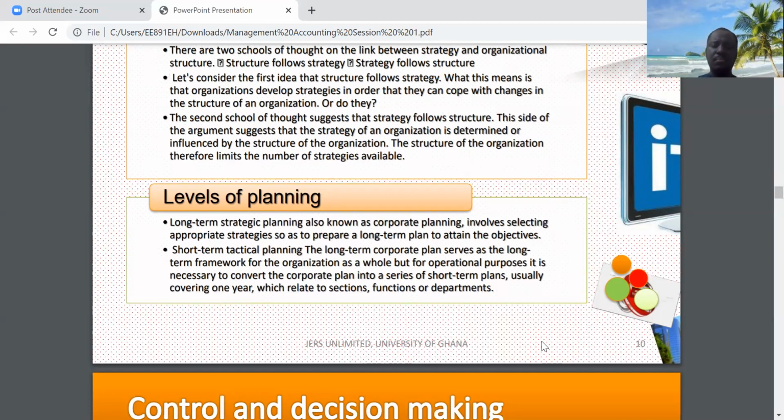Then you also have short-term tactical planning, right? You have the short-term and tactical plan, which is basically breaking down the long-term plan into a series of plans that make it achievable in the medium term. Very, very key. So the long-term corporate plan serves as a long-term framework for the organization as a whole. But for operational purposes, to convert the corporate plan into a series of medium-term plans, we need to develop what we call short-term tactical planning. So you are breaking down the long-term plans into medium-term plans so that it makes it a lot more achievable, right? That's what you want to do as an organization.